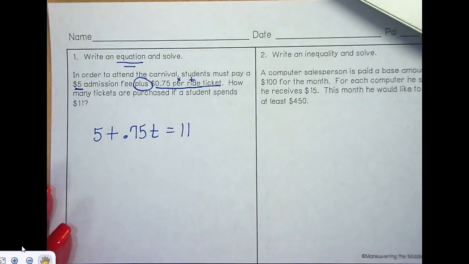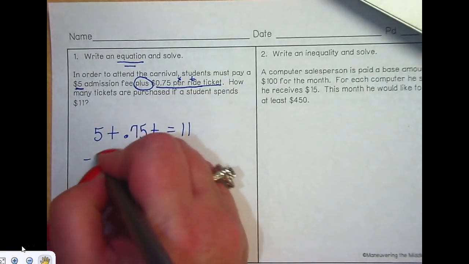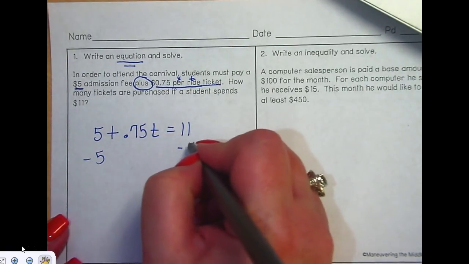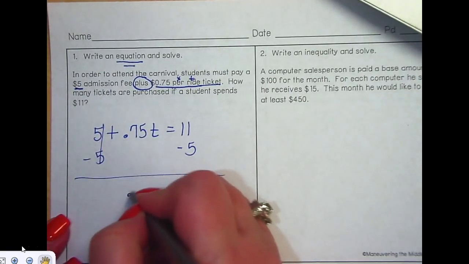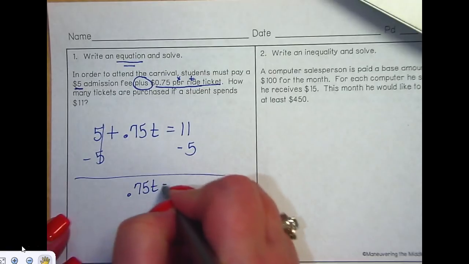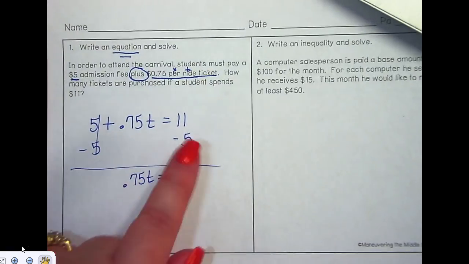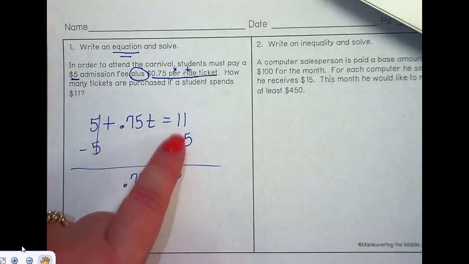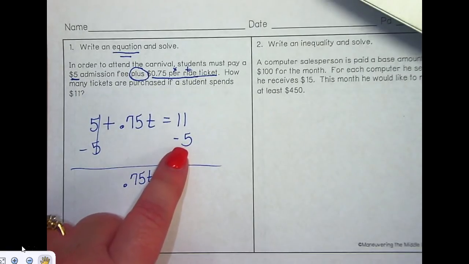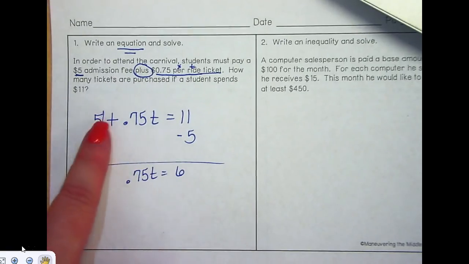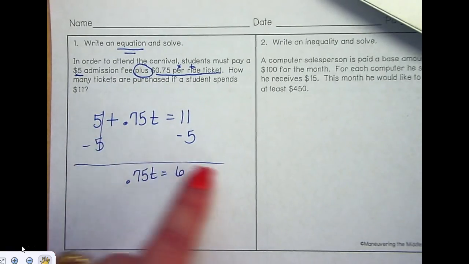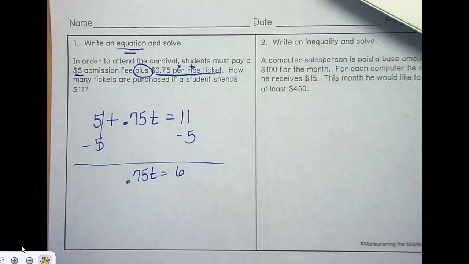What's the first thing I need to do? Asia? Okay, subtract 5 from both sides, and we get 75 cents per ticket equals $6. So, essentially, they had $11, they spent $5 to get in, that leaves $6 to spend on tickets, right? So, that's why we have to get rid of that constant first. We have to get rid of how much they spend to get in.